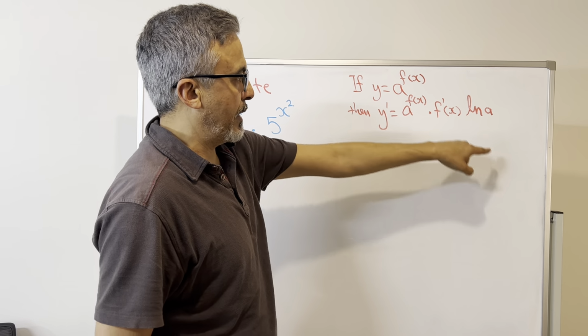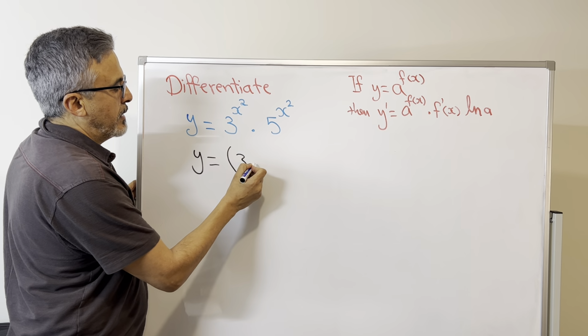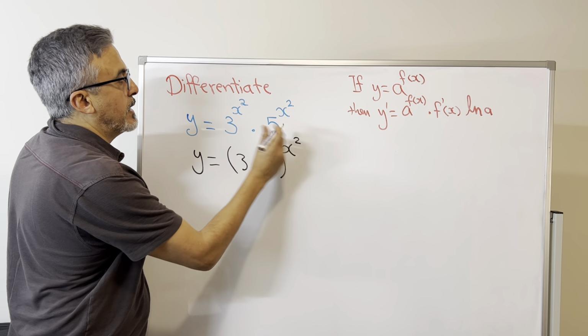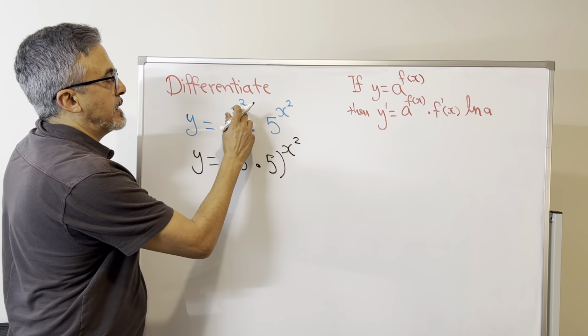So let's take this here. Now, the first thing I'm going to do is rewrite this as y equals 3 times 5 to the power of x squared. Since the exponents are the same, we could do that, and that would become 15 to the power of x squared. Now we're going to start doing the derivative.